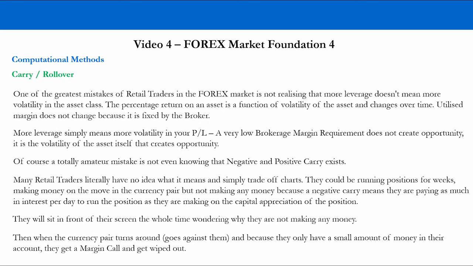So you'll see in this 90-90-90 phenomenon that 90% of retail traders lose 90% of their money within 90 days. That's where the 90 days comes from, because they make mistakes like this, and they can literally sit in front of their screen the whole time wondering why they're not making money and start blaming people.